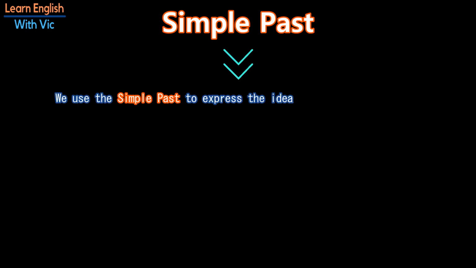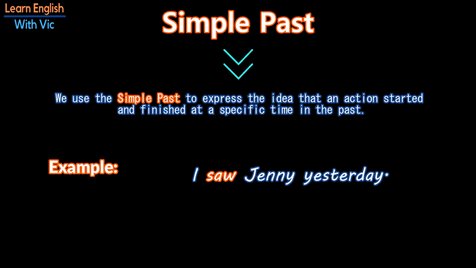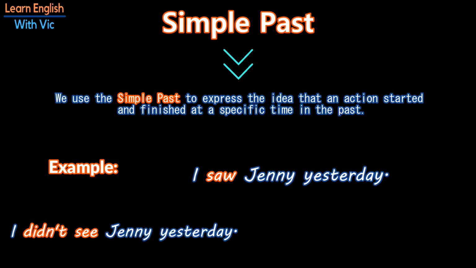We use the simple past to express the idea that an action started and finished at a specific time in the past. For example, I saw Jenny yesterday. I didn't see Jenny yesterday. Did I see Jenny yesterday?